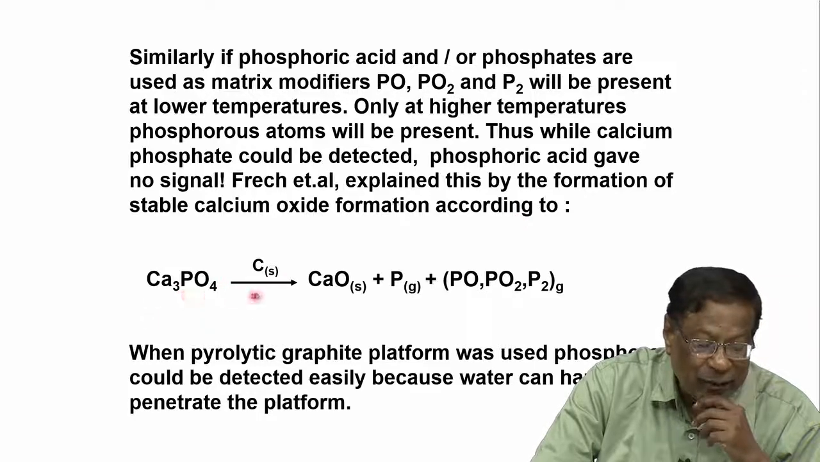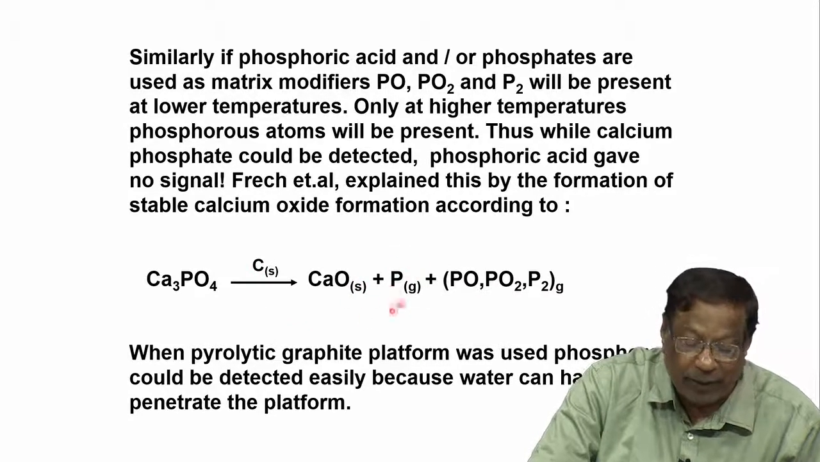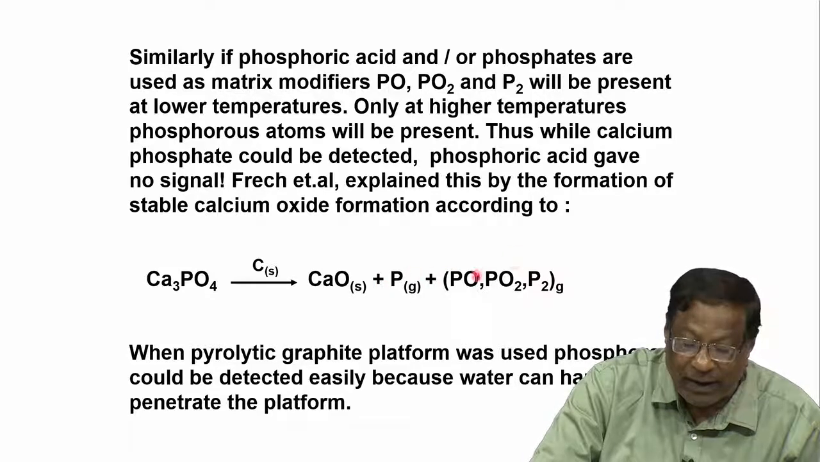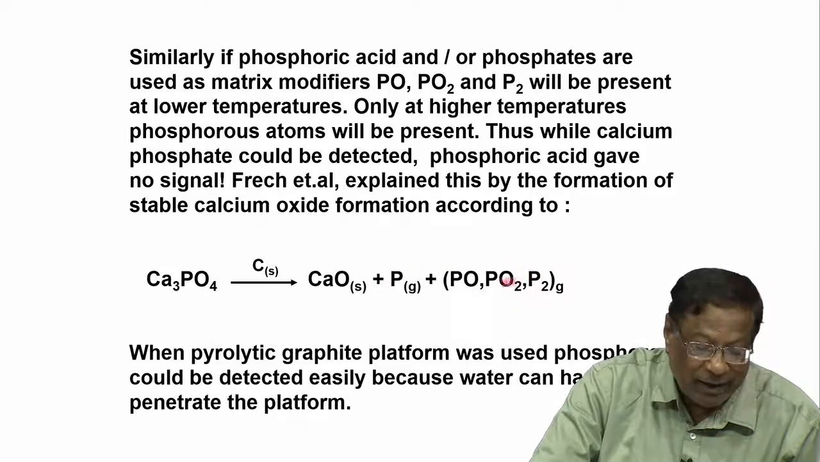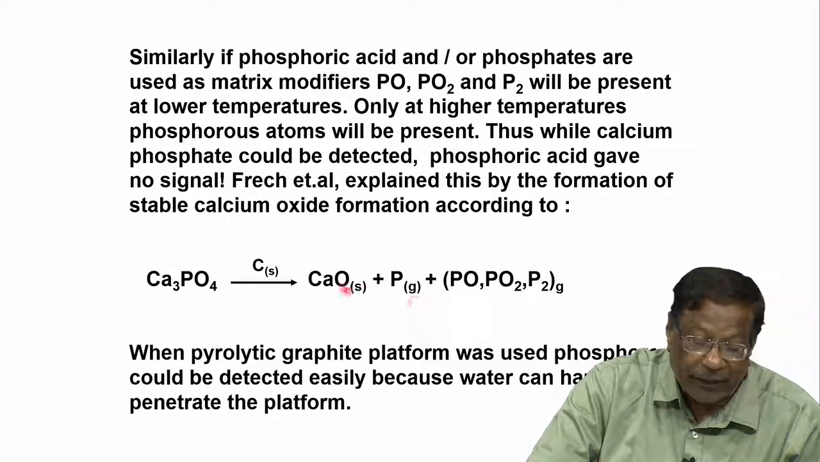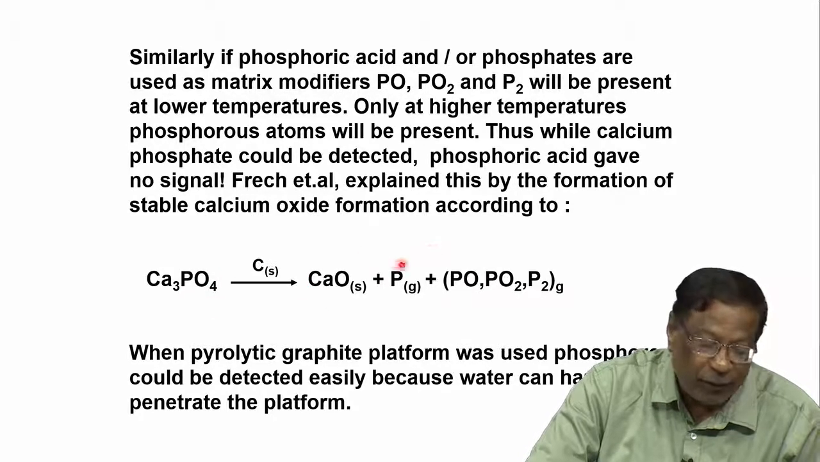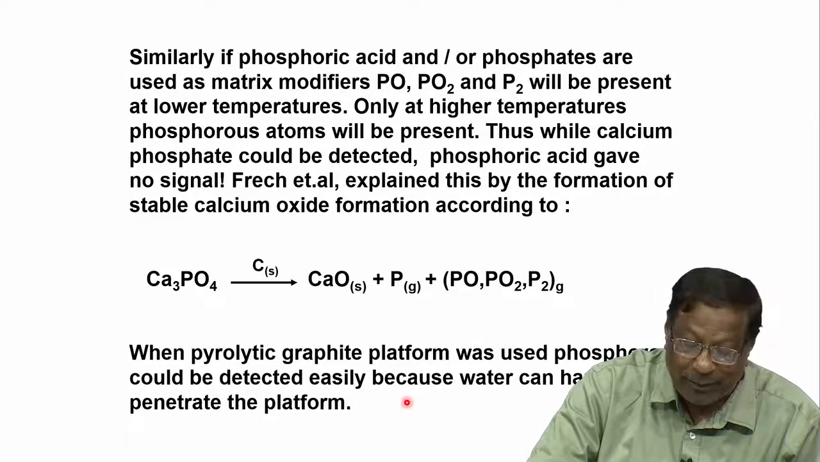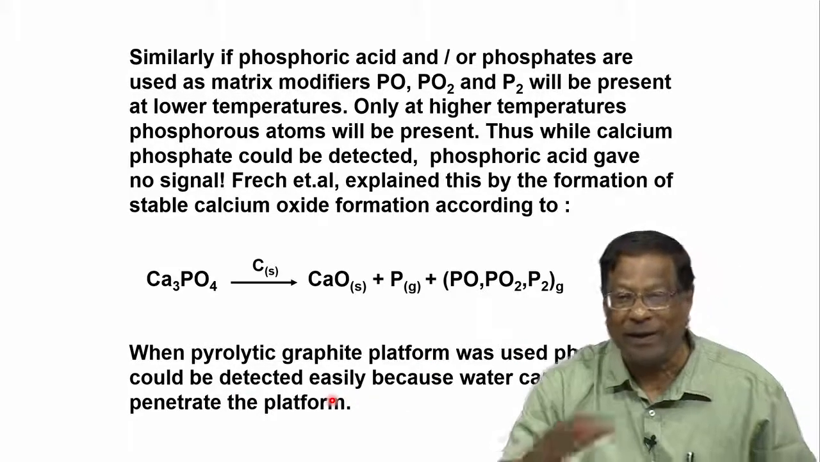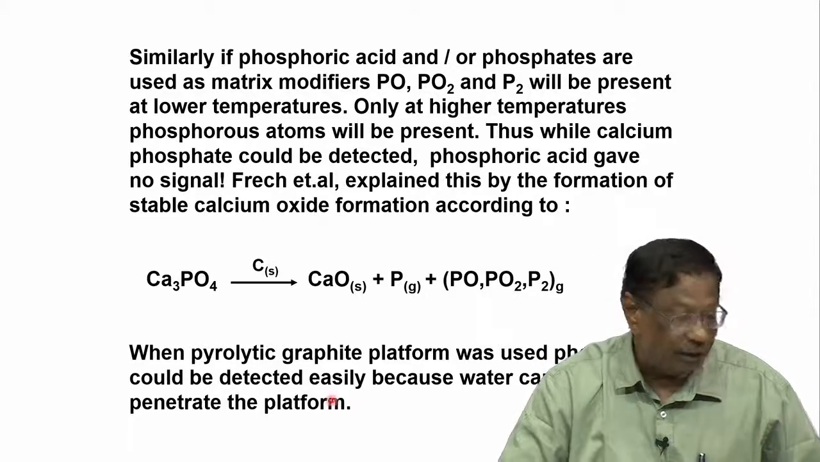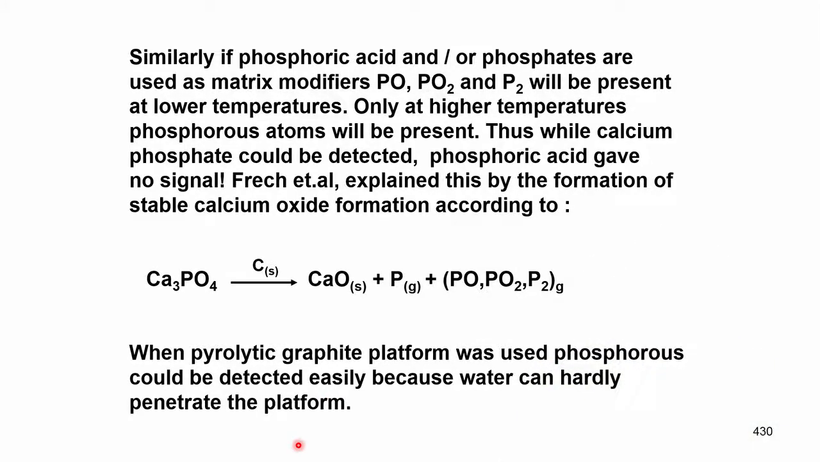So, Ca3(PO4)2 reacts with carbon to give you calcium oxide, followed by phosphorus gas, and then PO, PO2, P2, all of which are in the gaseous form. In a normal graphite tube this reaction goes, but if you use pyrolytic graphite carbon, phosphorus could be detected easily because water can hardly penetrate the top surface of the layer, because it is very smooth.